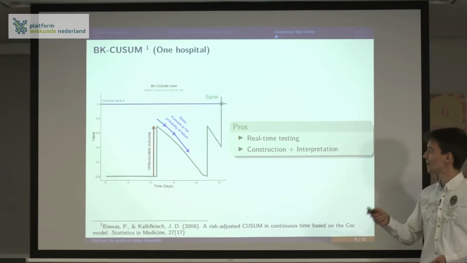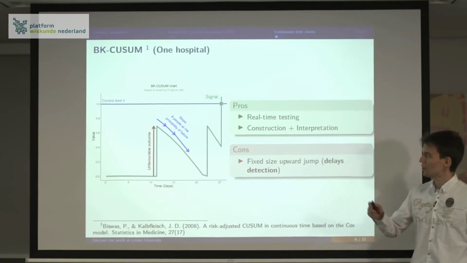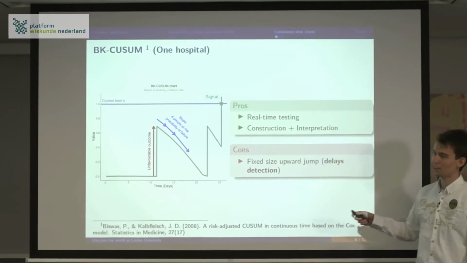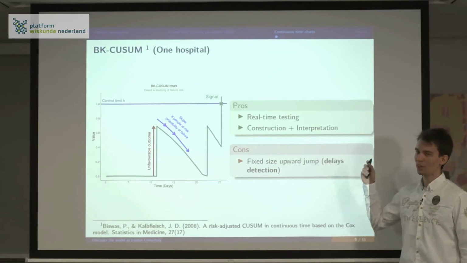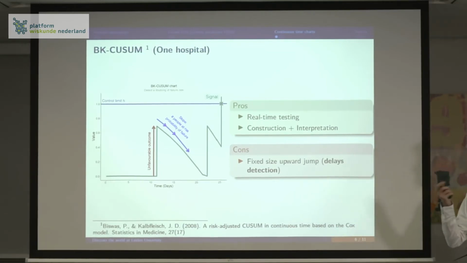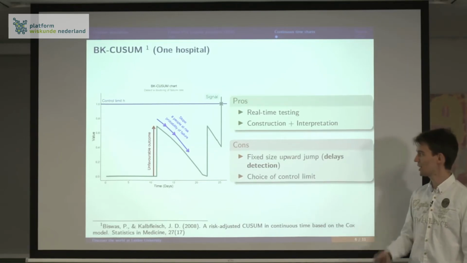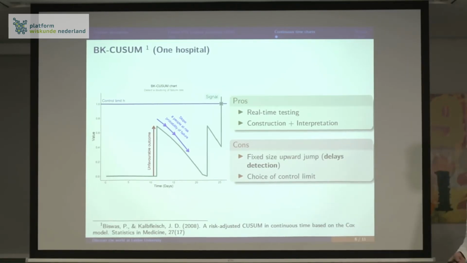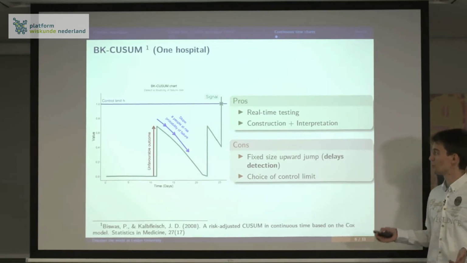The cons, well, maybe you noticed, but the chart jumps upwards with fixed sizes. In this case, it's the logarithm of 2, and because of this, often we have delays in detection. Besides that, it is quite hard to determine a value for the control limit such that the chart performs well.